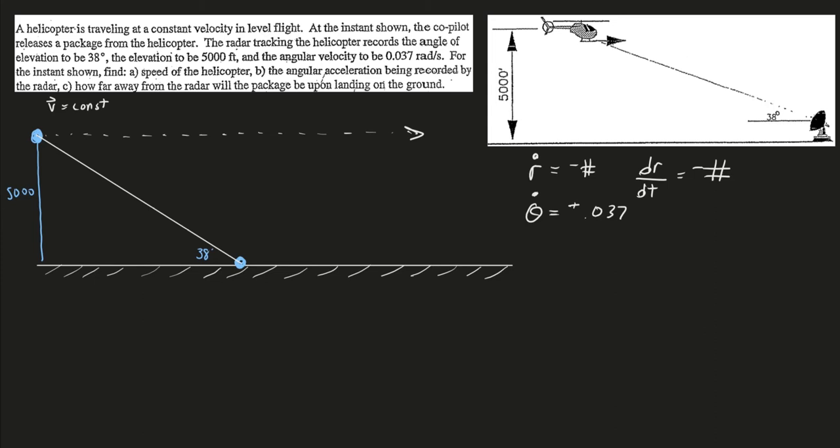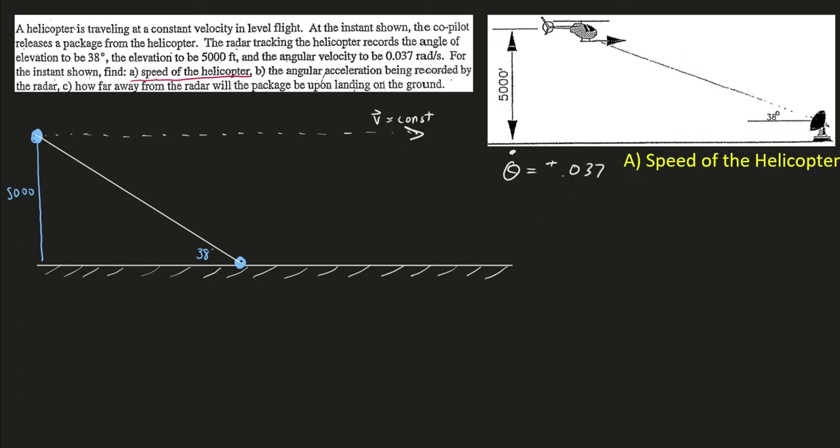For the instant shown, find the speed of the helicopter. All right, so let's focus on that. So let's set up my coordinate system. This is not xy anymore. This is r, which is positive going outwards from our origin right here. And my tangential, my theta, my transverse, whatever you want to call it, axis will be this one. Here's my r.